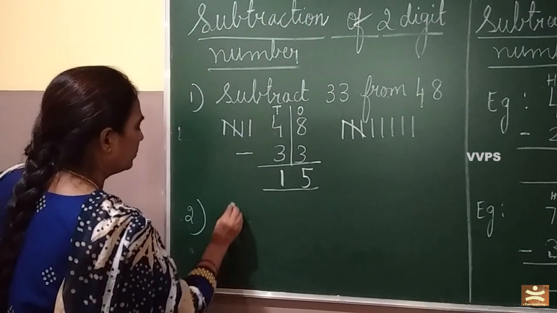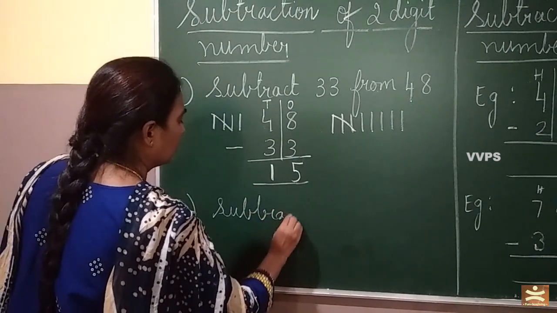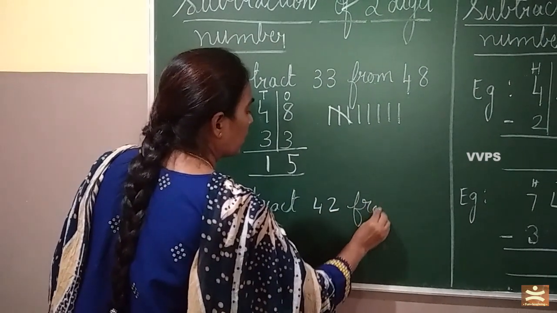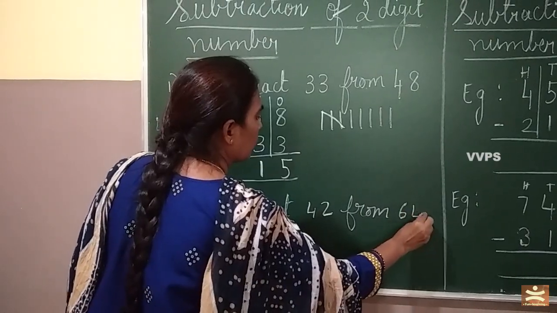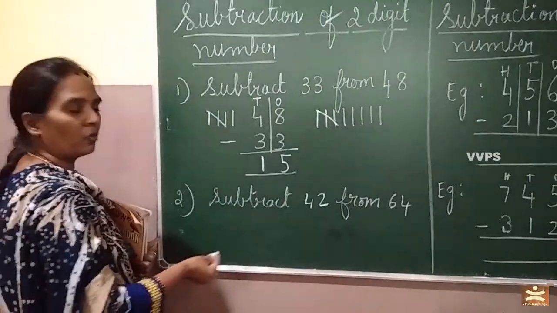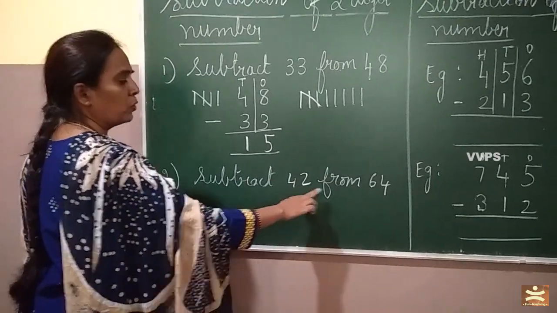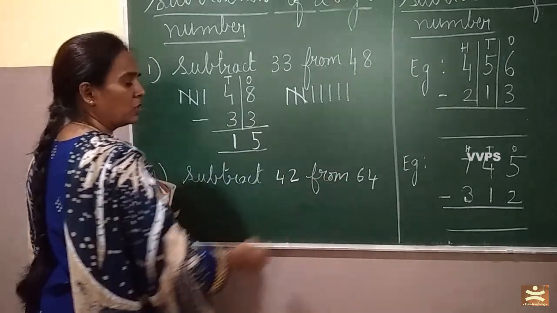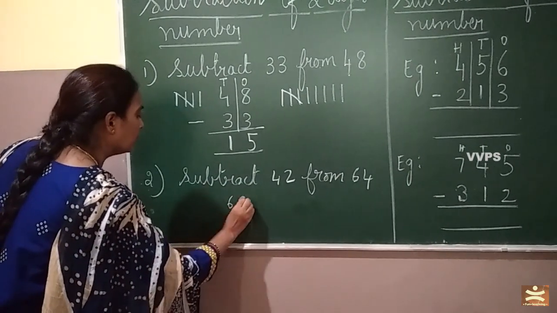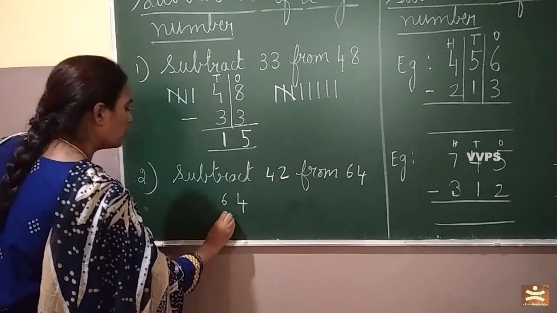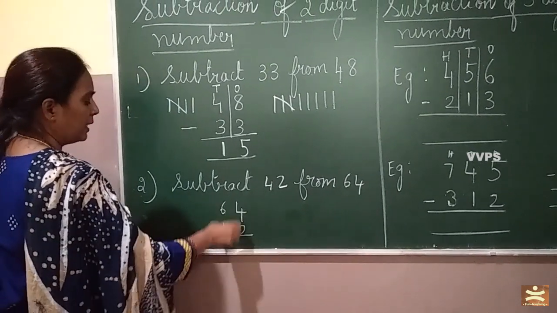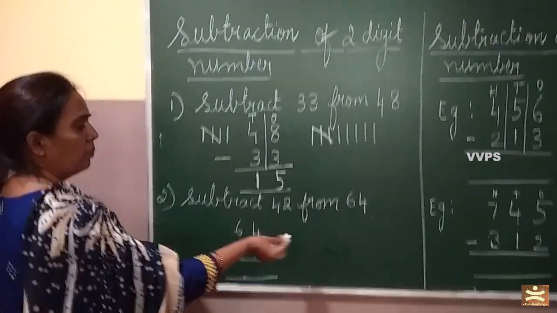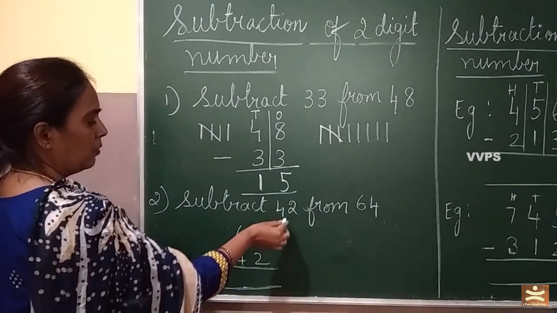Okay. Subtract 42 from 64. Okay, I told you, children, first you have to take the big number. See, subtract 42 from 64 means you have to take the big number. So which is the big number, children here? 42 or 64? 64. So take 64 first. Then down write 42. And this also you have to write exactly, children, not going here and there. Okay children, so the big number is 64, you have written here first, then 42.